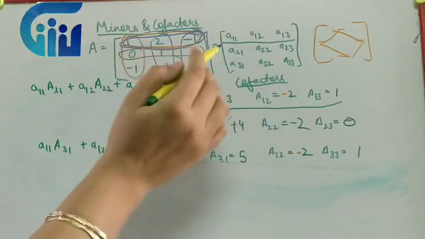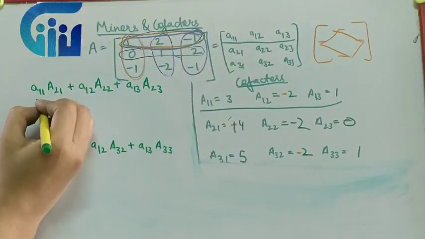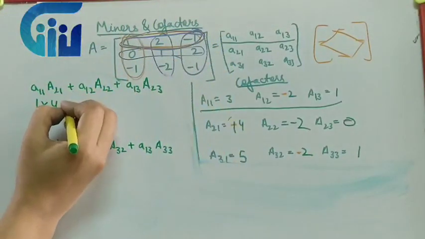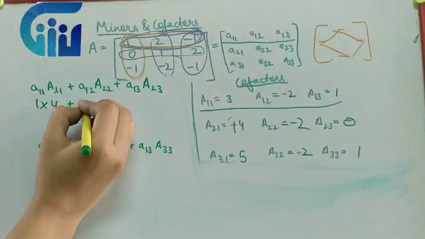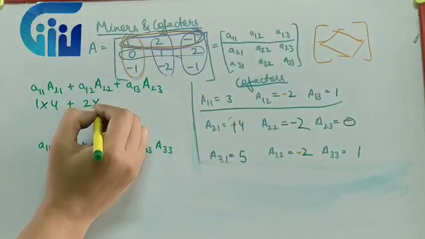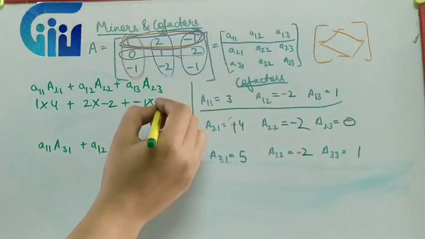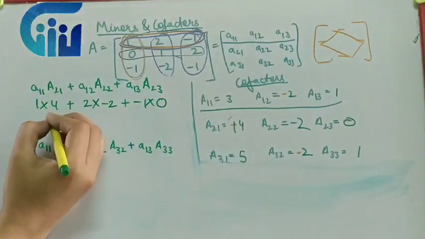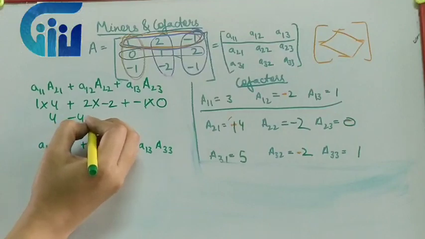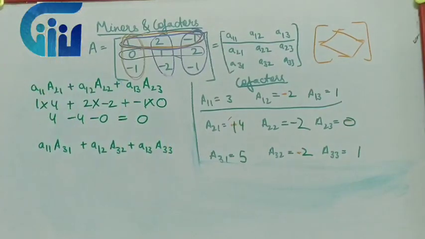Okay, now A11, the first element is 1, and the cofactor is 4. Then the second element is 2, and the cofactor is minus 2, and the element is minus 1 and the cofactor is 0. Let's see what I am getting. This is 4 minus 0. What am I getting? 0.